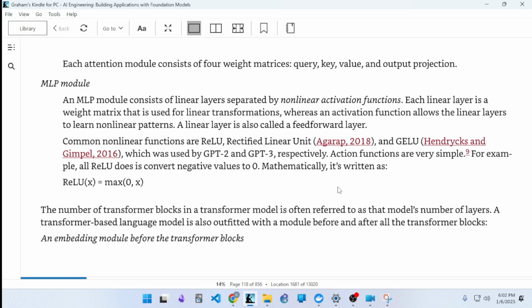Activation functions are very simple. For example, all ReLU does is convert negative values to zero. Mathematically, it's written as ReLU of x equals the max of 0 and x.